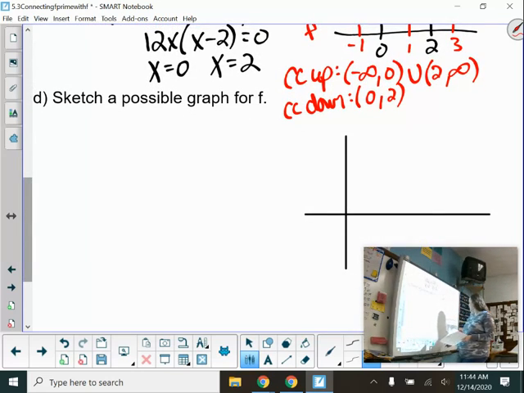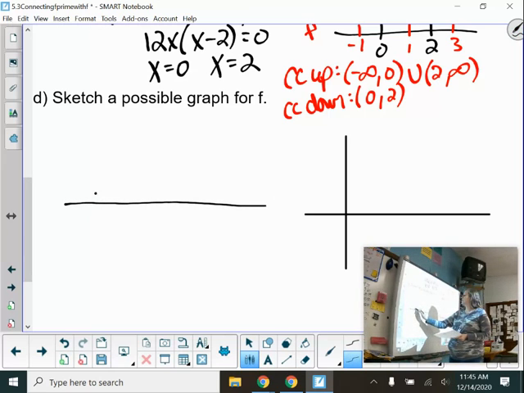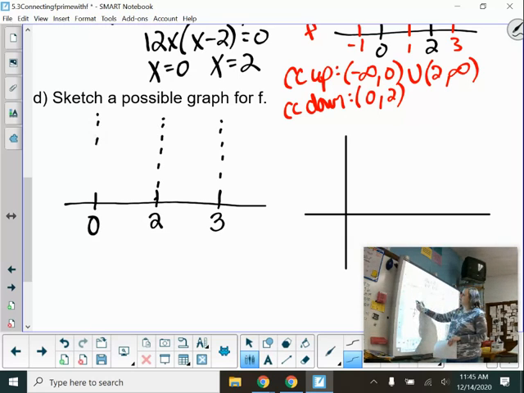Okay, so the values that we had: I got 0 as an answer, I got 2 as an answer, and I got 3 as an answer. So I'm going to state everything that I know about the function between these different intervals, and then I'm going to sketch something that fits that.